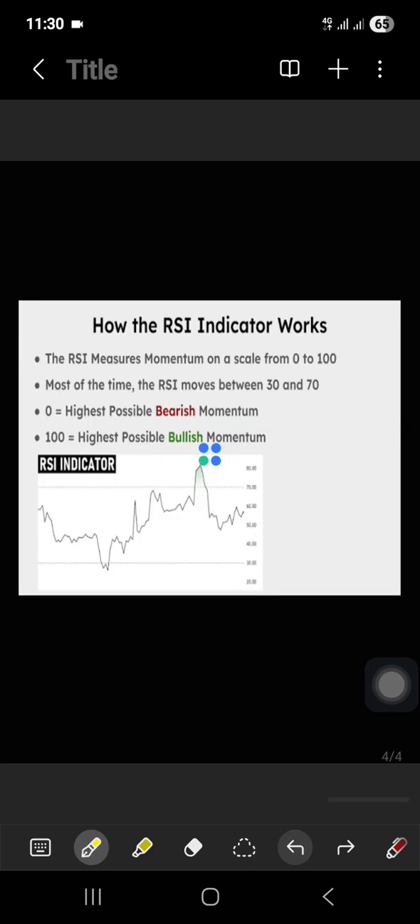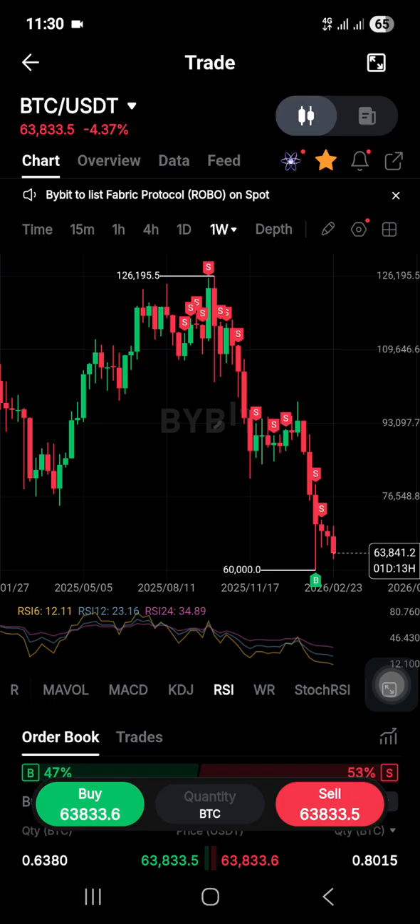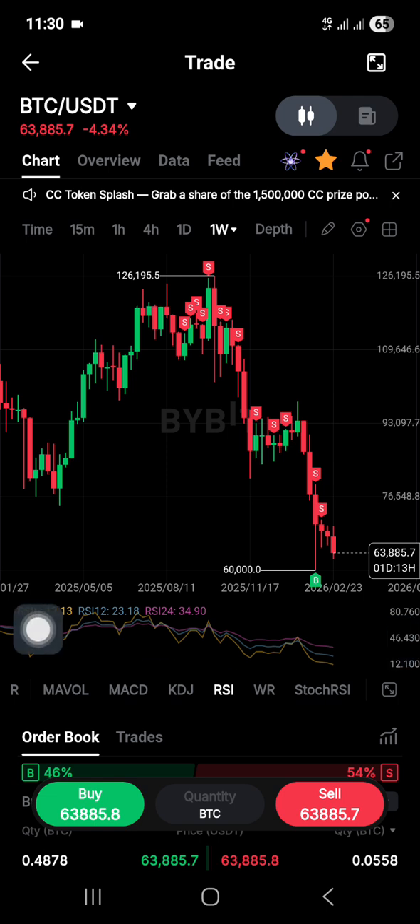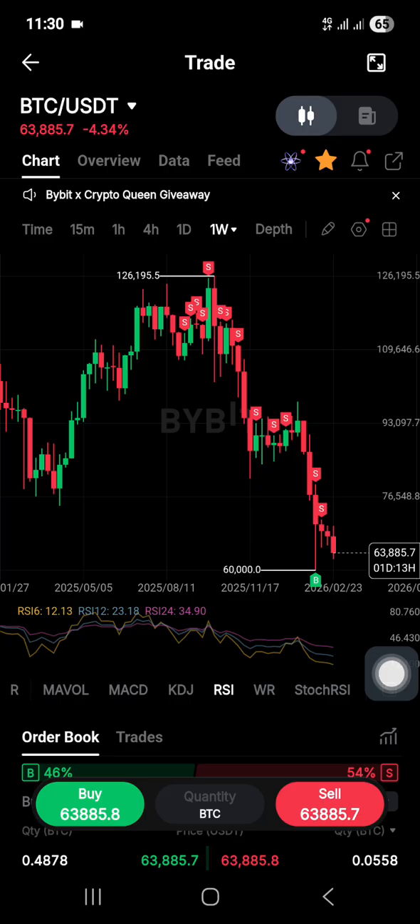So let's continue, guys. Now let's go back to the market and see how this has worked. For instance, I'm on the 1 week chart. Looking at the 1 week chart, let's look at the RSI number. The RSI is 12. You can see it here. See where this cursor is. You can see it's 12.13, which means it is what? Oversold. Oversold means it's likely to go up anytime soon.